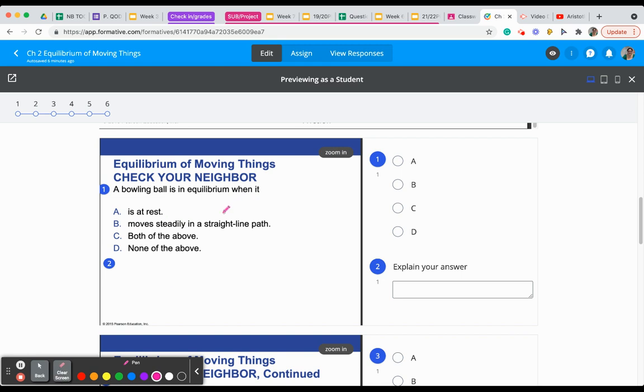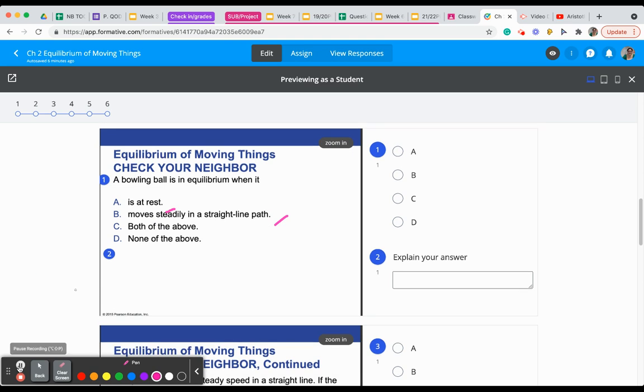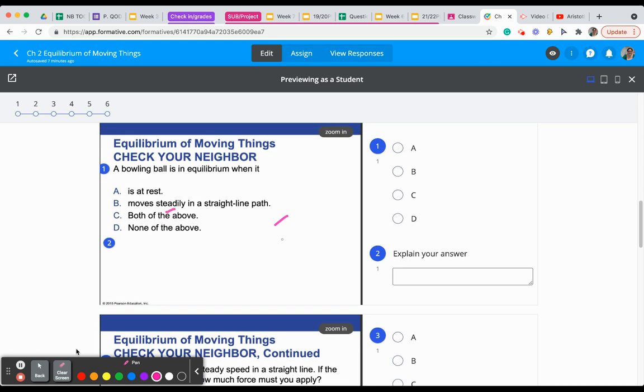Constant speed. So both of those are in equilibrium. At rest, that would be static equilibrium. Steady pace in a straight line path, that would be dynamic equilibrium. So the correct answer is C, both of the above. On your Go Formative, you're going to answer the question here, and you're going to explain that answer based on what I just described for you.